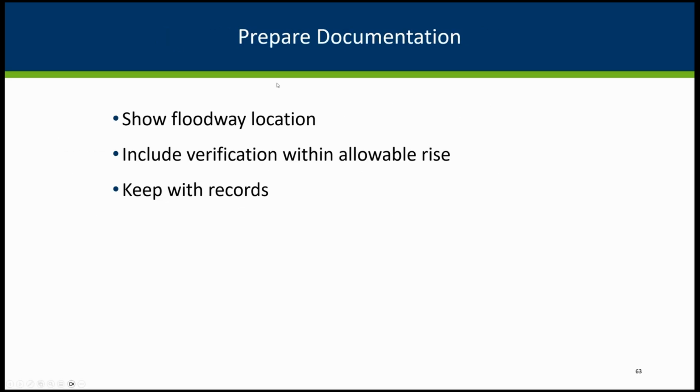And along with that effort, there's some documentation that must be prepared. They need to show the floodway location on a map. Whether or not the floodway makes it onto the official map, they do need to at least demonstrate where that floodway is located. They need to include verification proving that the rise is allowable, and then both locally and at the DNR, records need to be kept for that. So you would need to keep those locally.